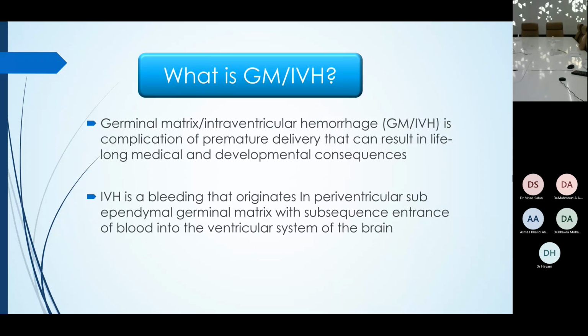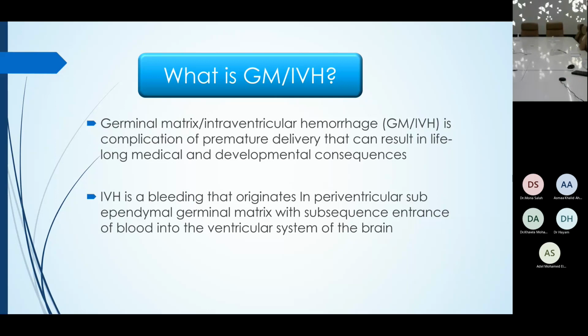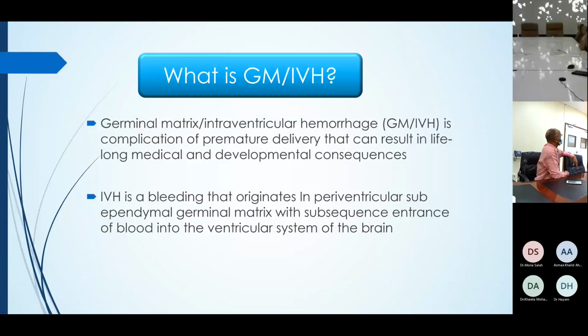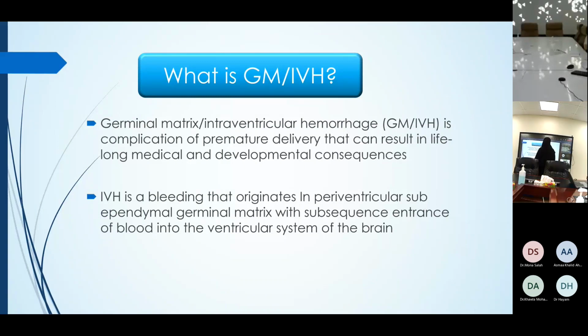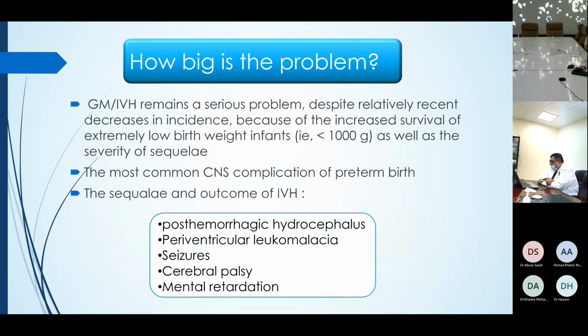So what is germinal matrix intraventricular hemorrhage? It is a complication of premature delivery that can result in lifelong medical and developmental consequences. IVH is a bleeding that originates in the periventricular subependymal germinal matrix, with subsequent entrance of blood into the ventricular system of the brain. How big is the problem?